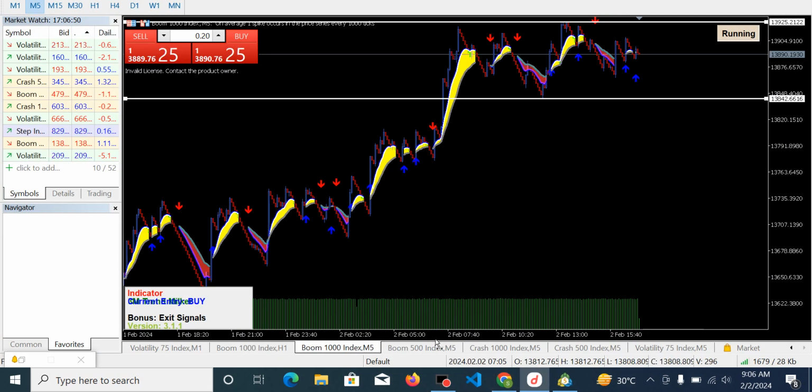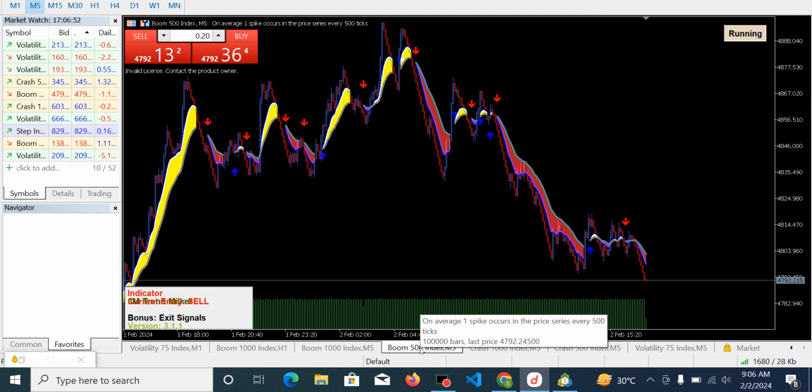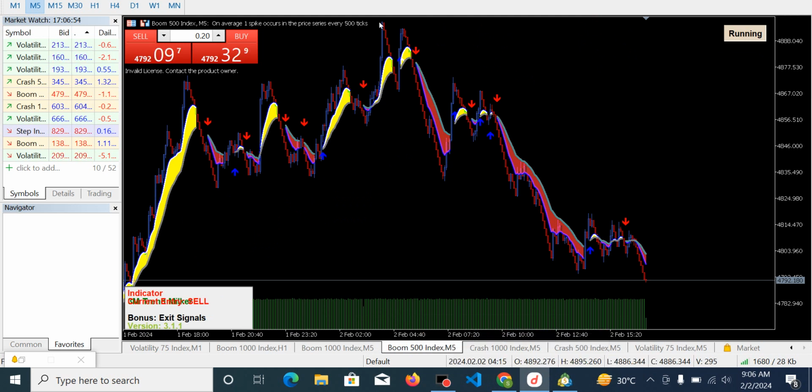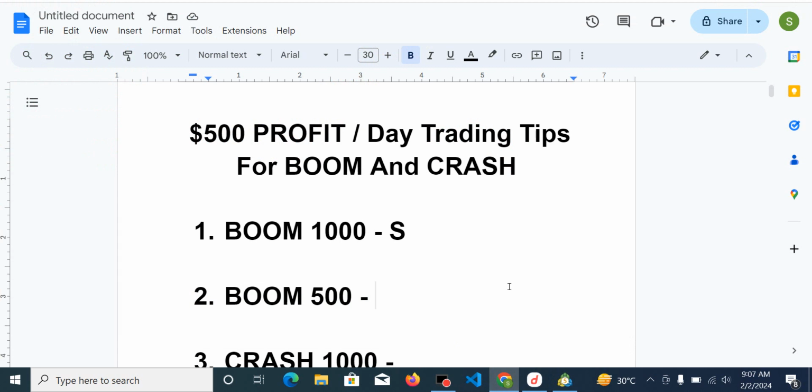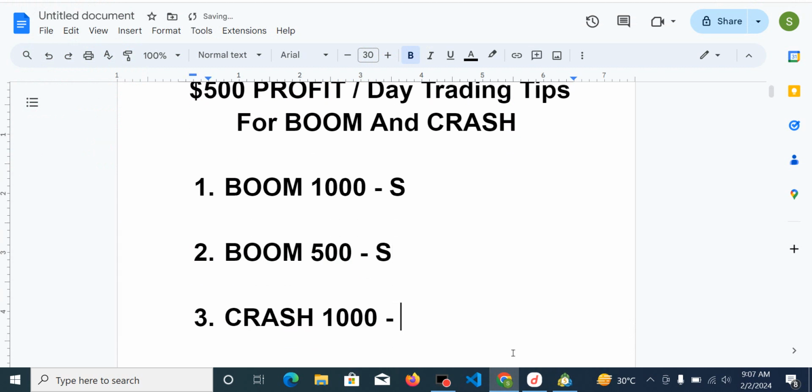Okay, so the next asset is going to be boom 500. This is boom 500, and of course right from this resistance zone it started a downtrend and it kept on selling and selling and selling. And it is still selling at the moment. If it breaks out below that support zone, it will keep on selling. If it does not, it will go back on buy trend. We should take note of that also.